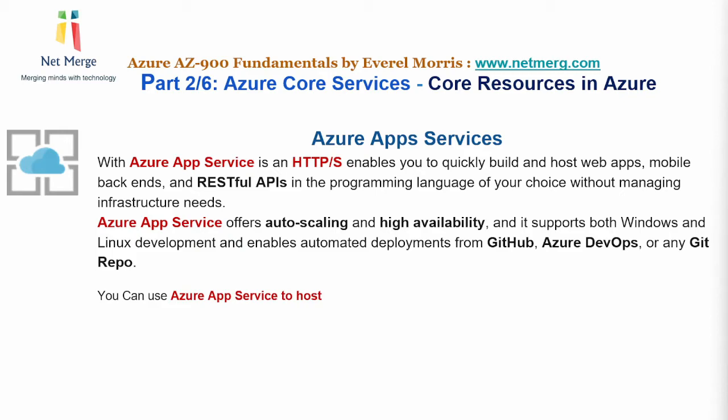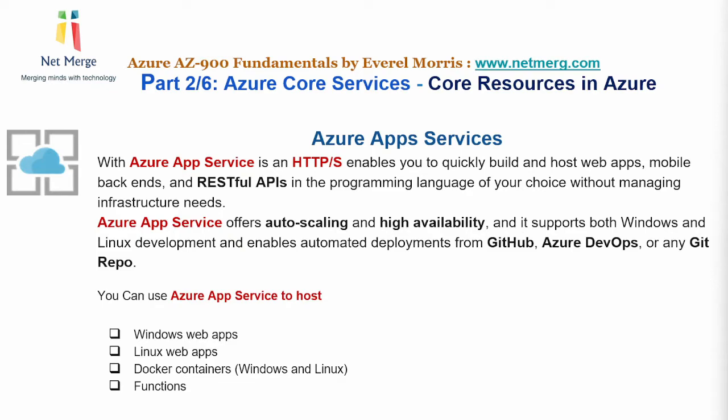Now, there are different ways that you could use Azure App Service. You could use it with your Windows apps. You could use it with your Linux apps. You could use it with your Docker containers with both Windows and Linux. You could use it with your functions, and you also can use it with your Logic Apps. We're going to be talking about both of them as serverless computing services when we talk about functions and workflow orchestration further down in the course.